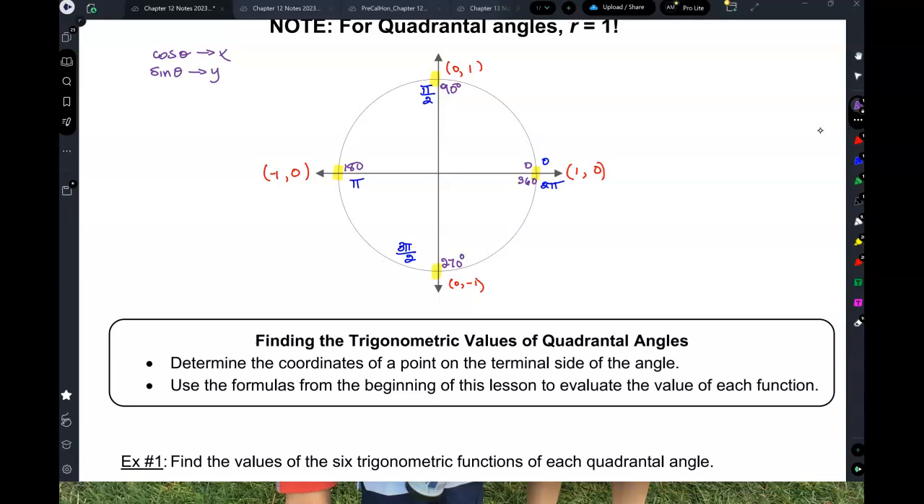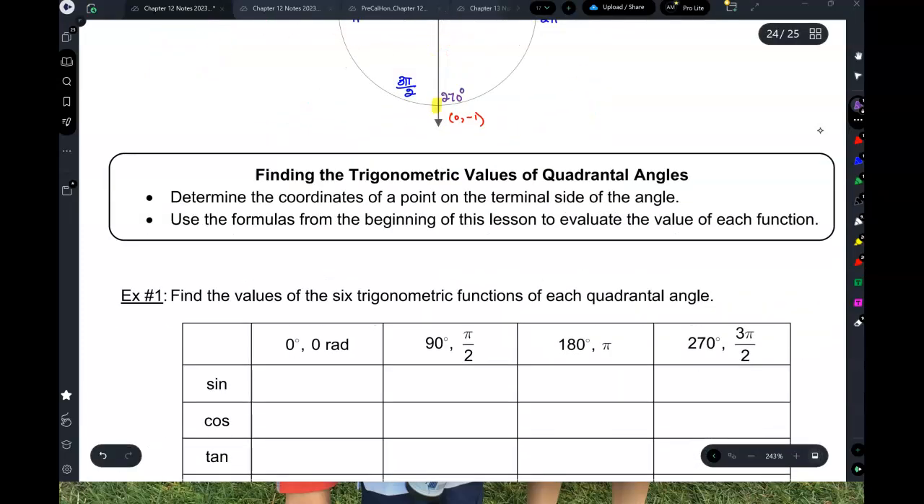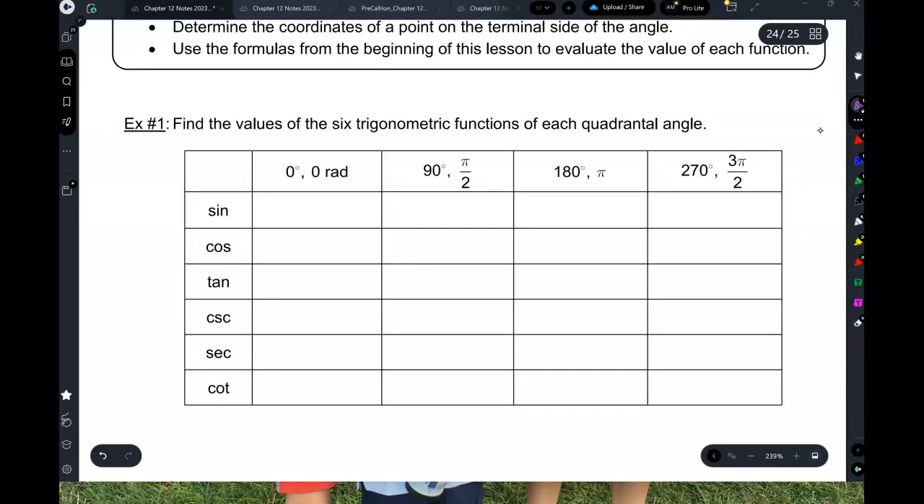Okay, if I'm at 90, what would the cosine be? 0. Here, what would the cosine be? At pi, -1, at 3 pi over 2, 0, and then here, 1 again. Okay, so if I was at 90 degrees, what would the sine be? 1. What would the sine be at 180? 0. What about here at 270? -1 and then 0 again. So that's all you have to do. When your angle lands on one of these, you basically just look at the x or the y coordinate.